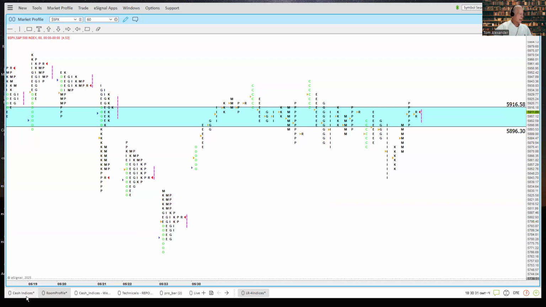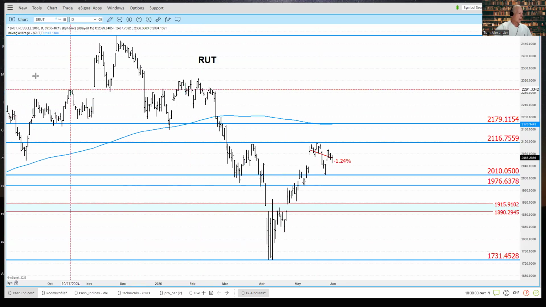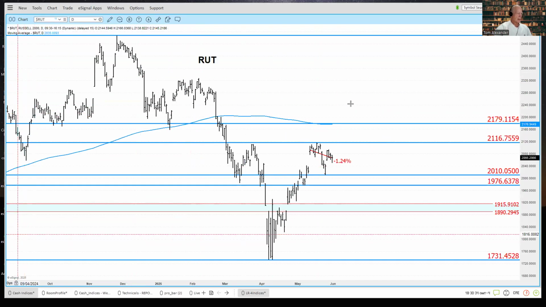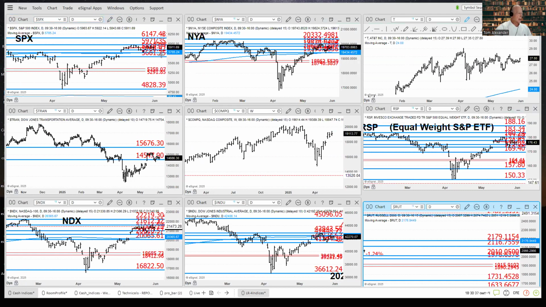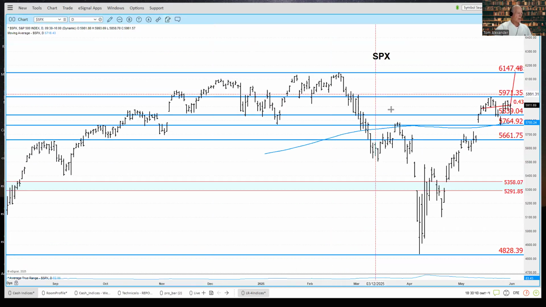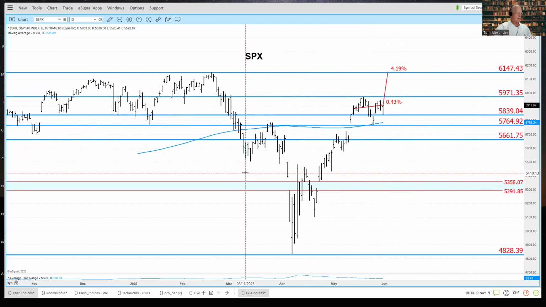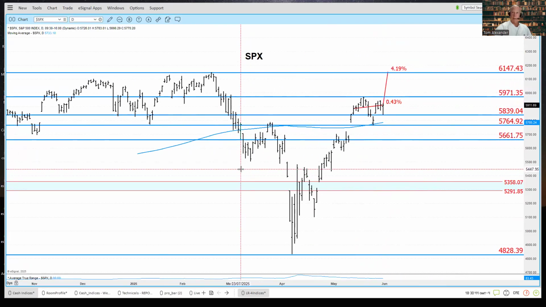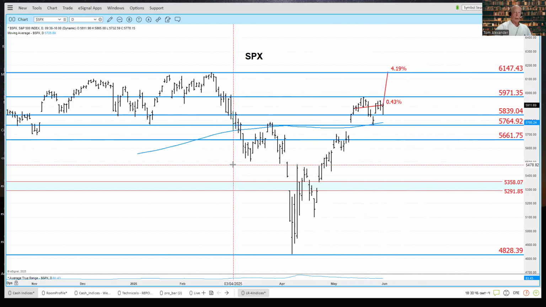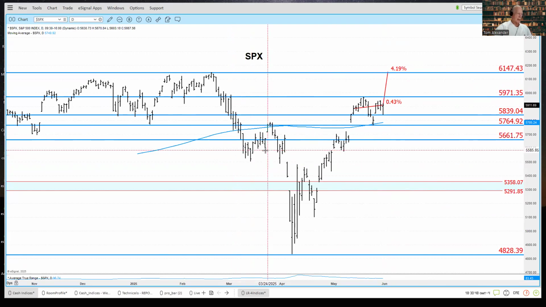Now let's take a look at the indices, and what I have done here is what I do every week. I take all of the primary US trading indices and I break it down into something that is very simple, showing you levels that are important, and the levels are quite clear right now.